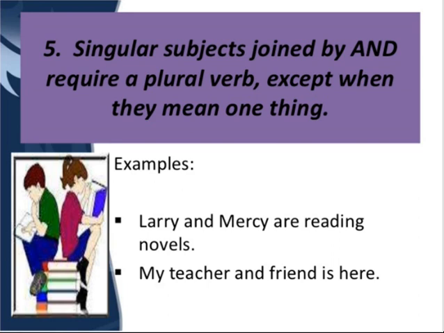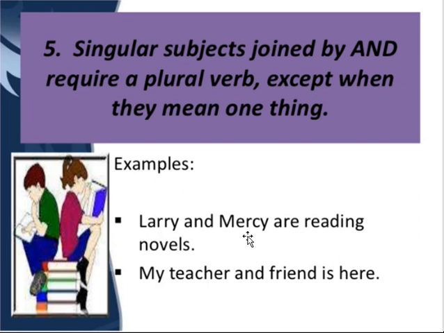It means if two subjects are there and they are connected with "and", that needs a plural verb. Like, Larry and Mercy are reading novels. My teacher and friend is here. Now students, try to understand this. My teacher and friend are the same person, and Larry and Mercy are two people who are talking.